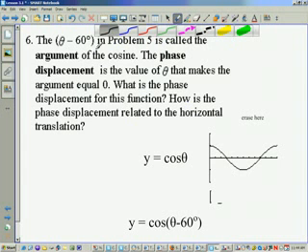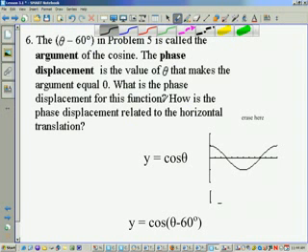Question 6. The theta minus 60 in problem 5 is called the argument of cosine. The phase displacement is the value of theta that makes the argument equal to 0. What is the phase displacement of this function? We call that phase displacement right there, so that would be 60, because we go 60 to the right.